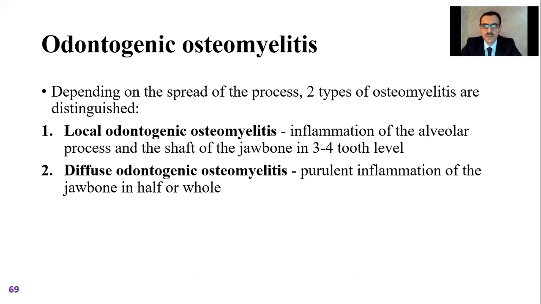Depending on the spread of the process, two types of odontogenic osteomyelitis are distinguished: local odontogenic osteomyelitis and diffuse odontogenic osteomyelitis. Local odontogenic osteomyelitis is inflammation of the alveolar process and the shaft of the jawbone at the 3-4 tooth level. Diffuse odontogenic osteomyelitis is purulent inflammation of the jaw in half or whole.